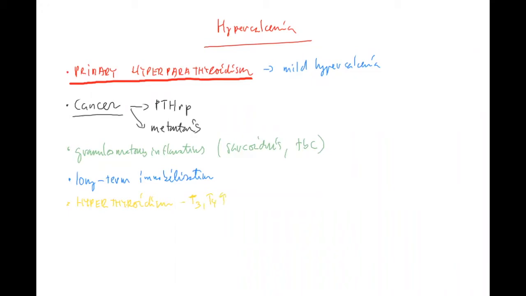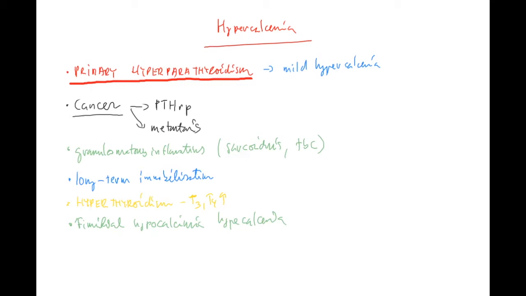Then there is the special case of familial hypocalciuric hypercalcemia, which is pretty much the hallmark. Remember, if you have hypercalcemia, normally you should get rid of calcium through urine. But in this case, when there is a mutation of the calcium level sensor, this is what you see typically.